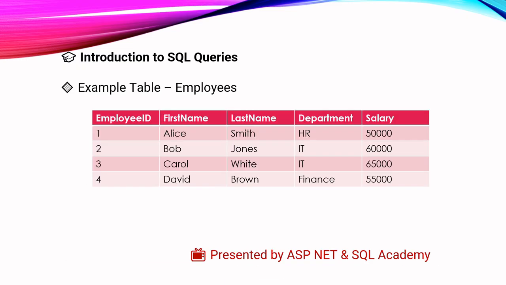To make our learning practical, let us imagine we have a simple employees table in our database. It has columns like employee ID, first name, last name, department, and salary. We will be using this table throughout our examples today. So, keep its structure in mind.